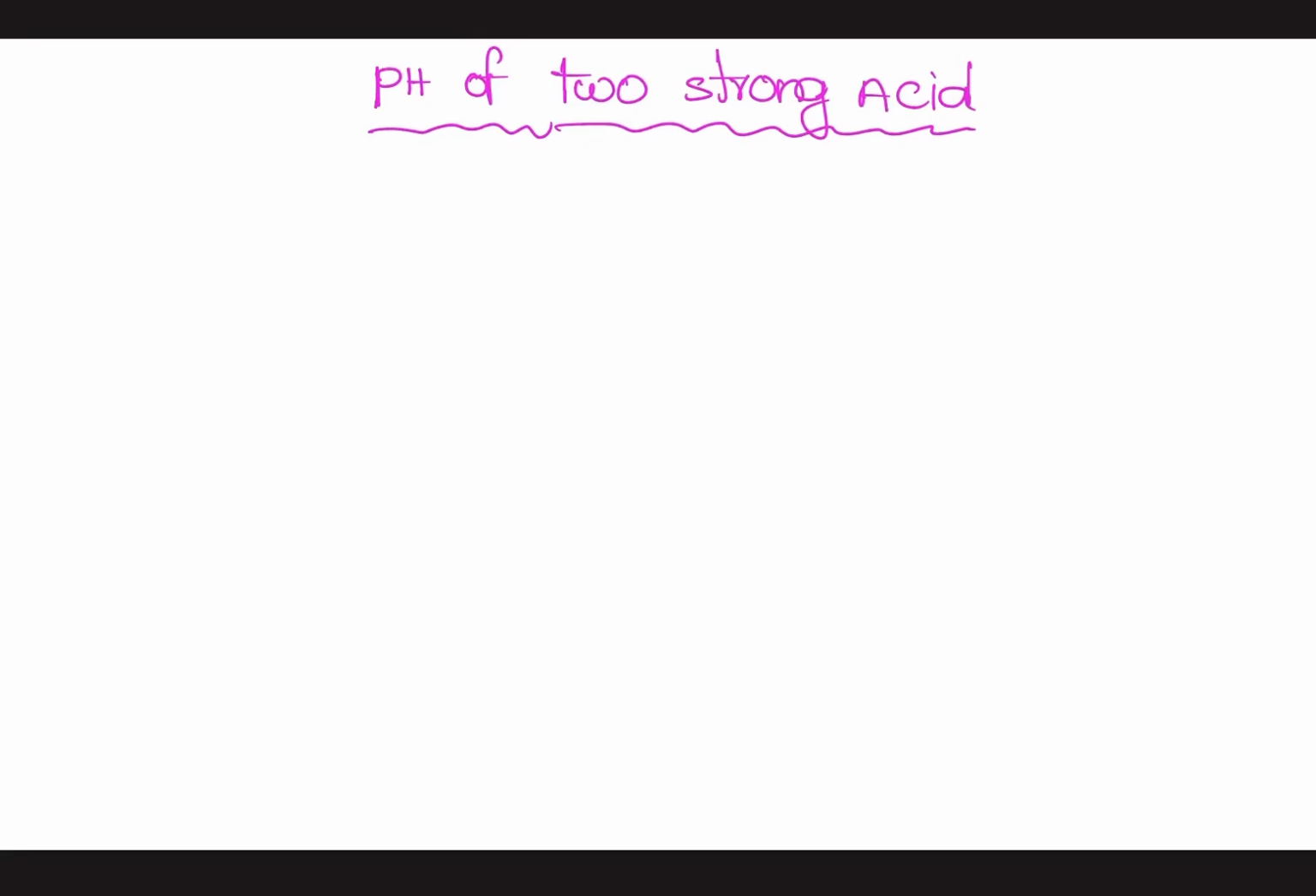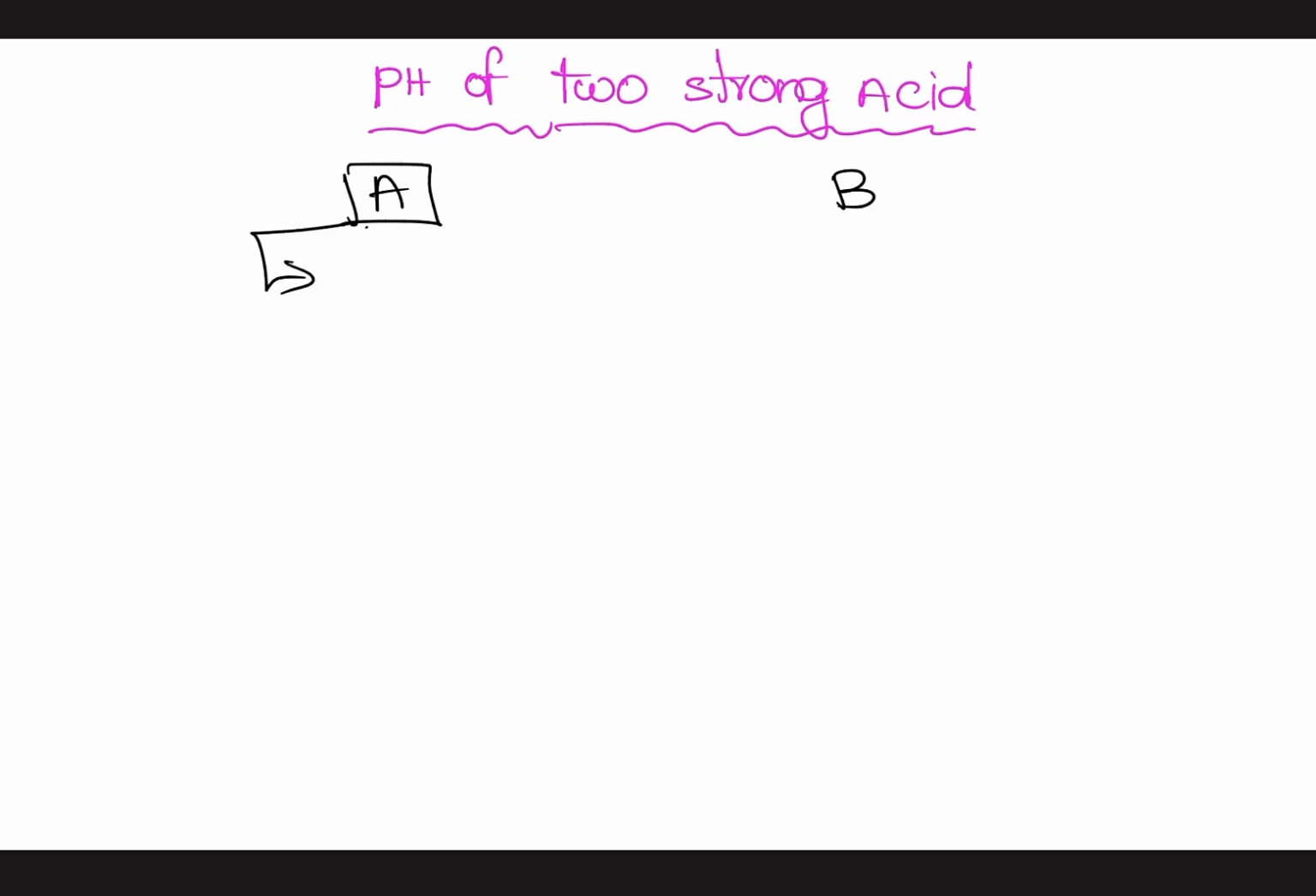In this video, we are learning how to calculate the pH of two strong acids. Let us say that A is one strong acid and B is another strong acid. From that, we have to calculate the H plus of A. We have to calculate how to calculate H plus.